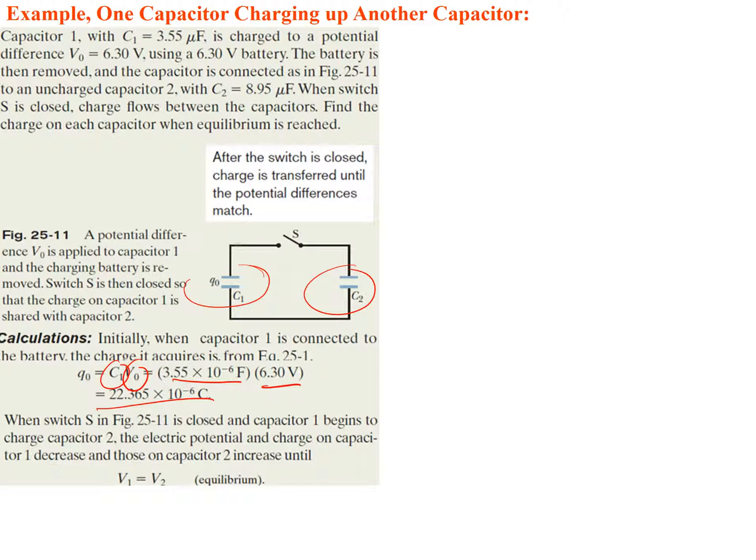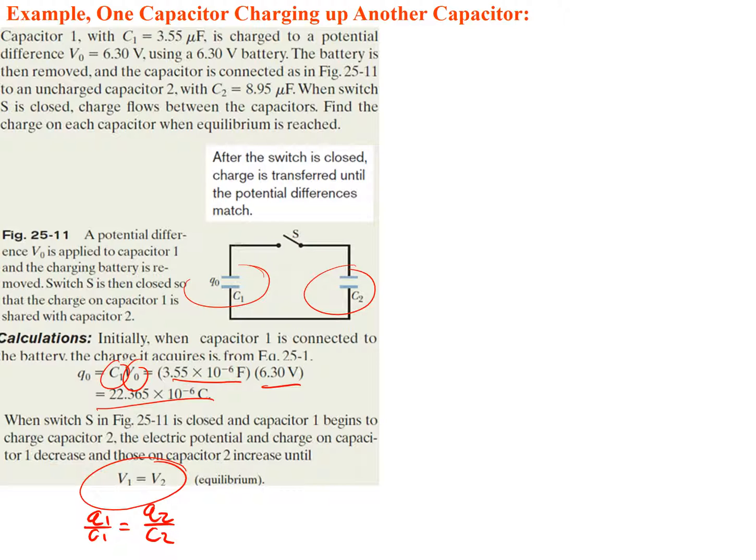All right, so when you have two capacitors in a circuit in series, equilibrium is reached when V1 is going to equal V2. What that means is we can just plug in each equation for V1 and V2. Again, V is just Q over C. So this is going to be Q1 over C1, which is equal to Q2 over C2.